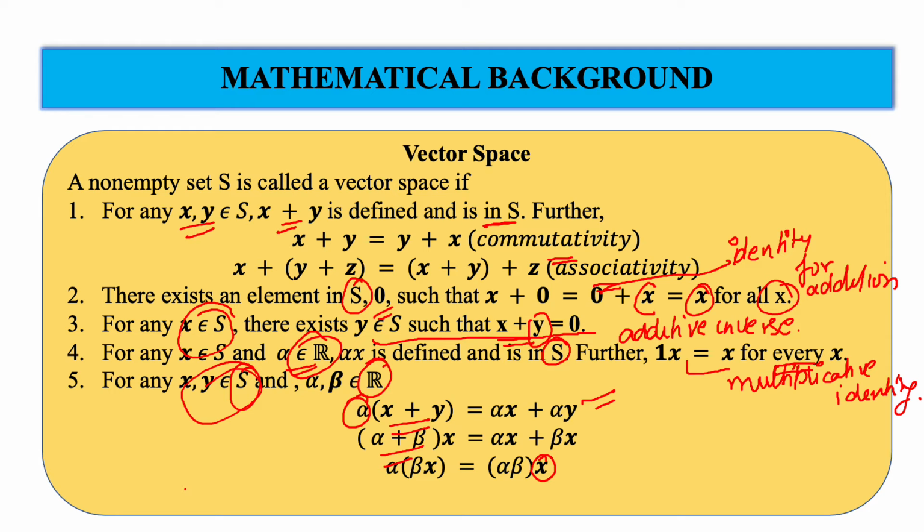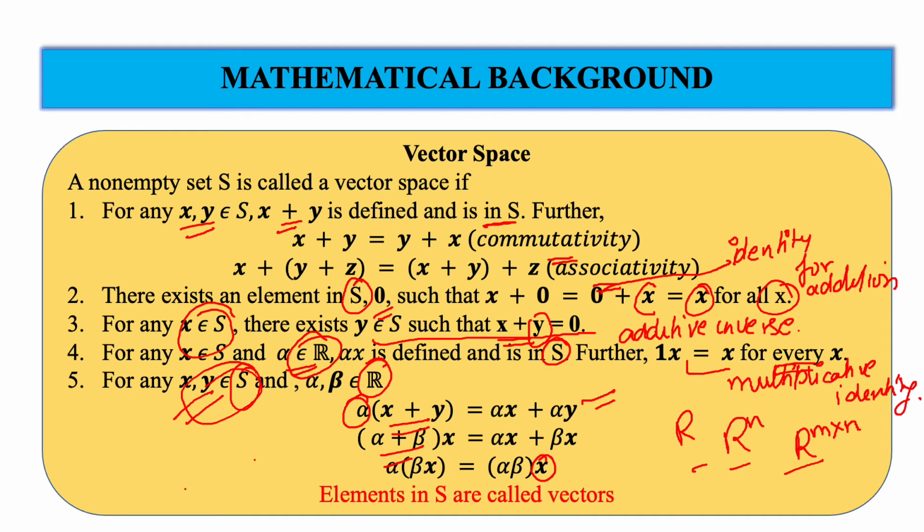Now these elements of the set S are called vectors. So the vector space is the space formed using vectors. Now there are some standard examples of vector space. For example, the space of real numbers, the n-dimensional space of real numbers, the 2-dimensional space of real numbers. These are some standard examples of vector space. So elements in S are called vectors.